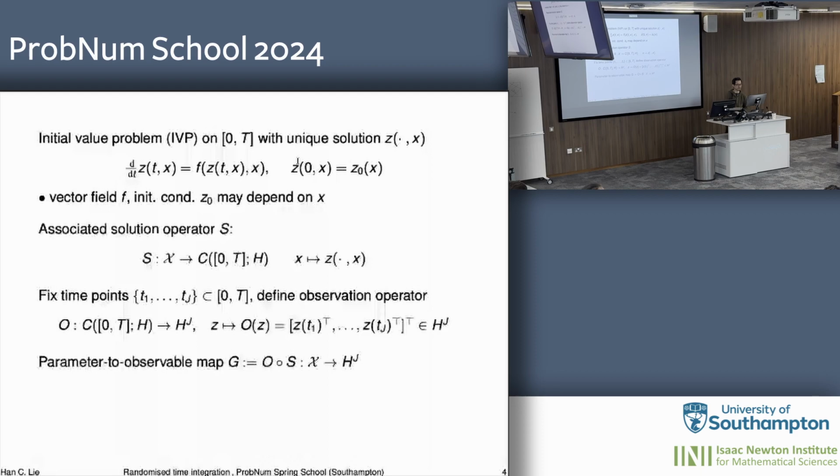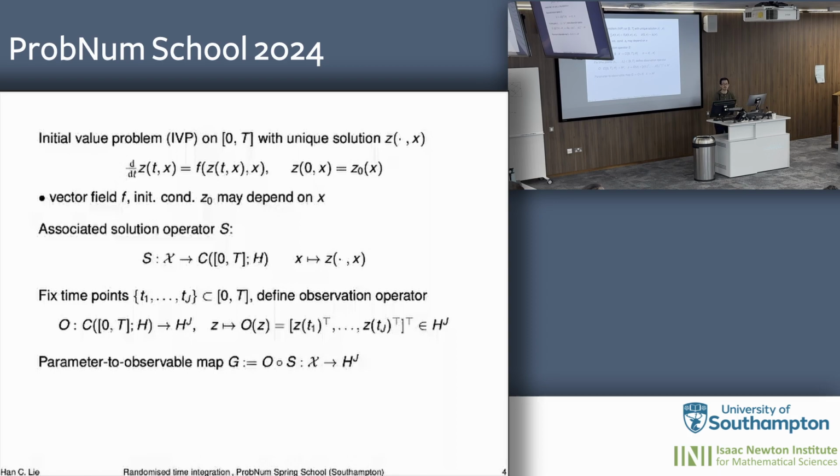From this initial value problem, we can construct a solution operator S. It's a mapping from your set of parameters, calligraphic X, to the set of all continuous trajectories from 0 to T into, say, a Hilbert space H. You could think of H as just being R^d. So S takes every parameter x in your space calligraphic X to a trajectory, a continuous function z for fixed x.